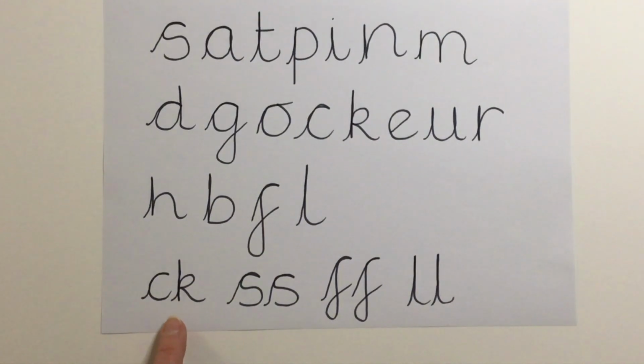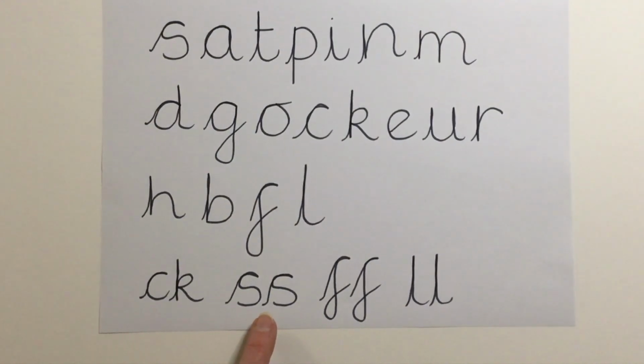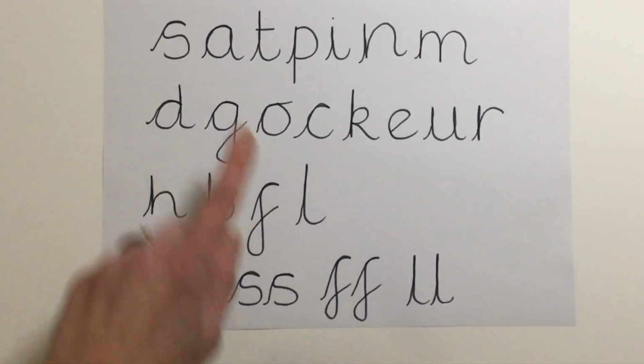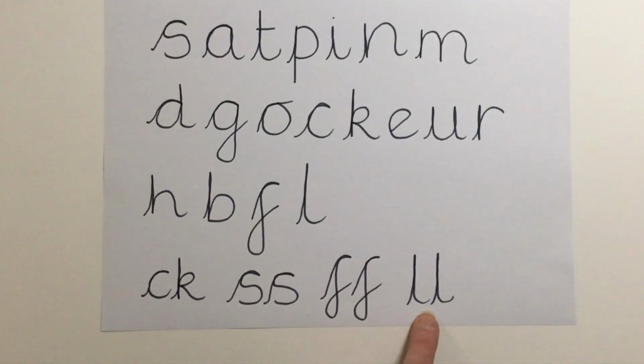And in part of phase 2, we've also learnt some digraphs. That's when two letters are together that make one sound. So when we see a C and a K together, it makes one pure sound, K. When you see an S and an S together, we know it makes the sound S, just as it does when it's on its own. When we see an F and an F together, it still makes the sound F. And when we see a U and a U together, it still makes the sound U.